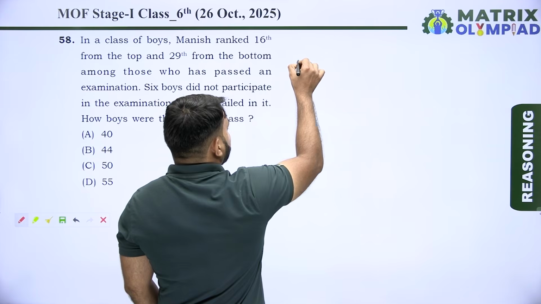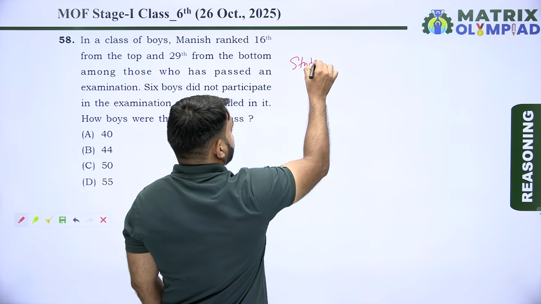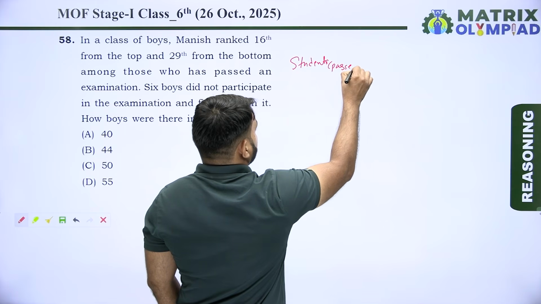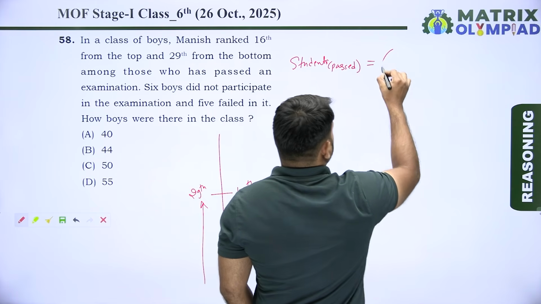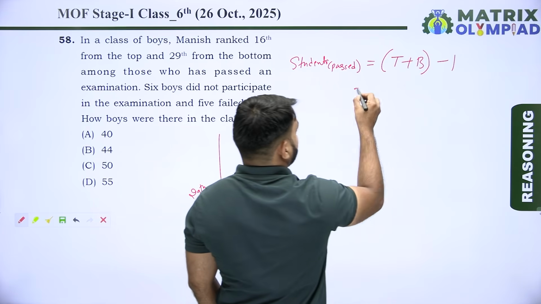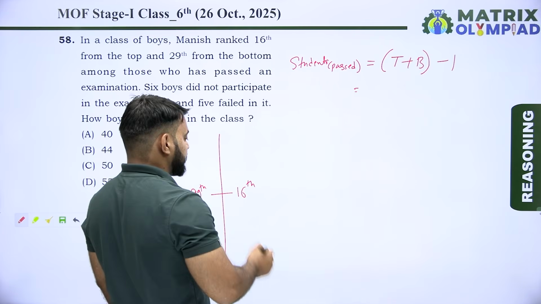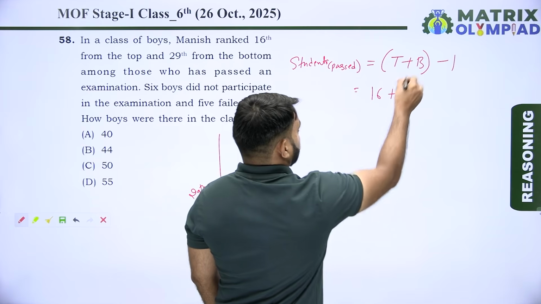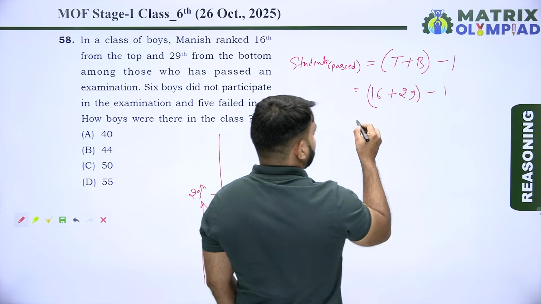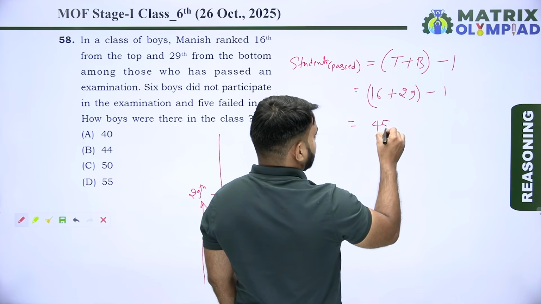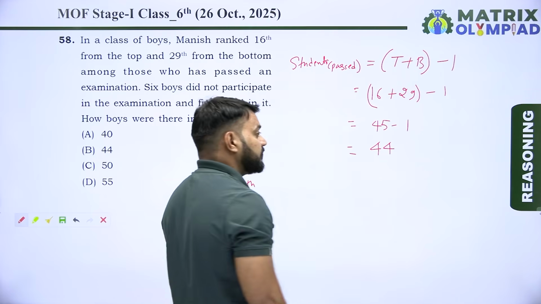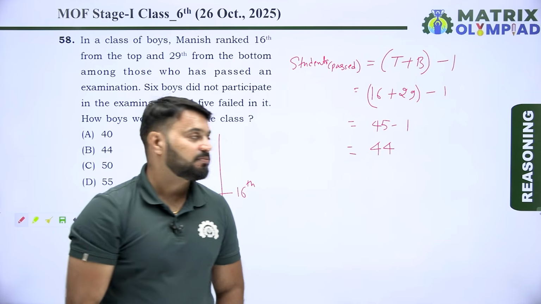Now find the number of students who passed the examination, which is equal to top position plus bottom position of the same person minus 1. So top position of Manish is 16 plus bottom position of Manish is 29 minus 1. 16 plus 29 means 45 minus 1. 45 minus 1 means 44. So there are 44 students who passed the examination.